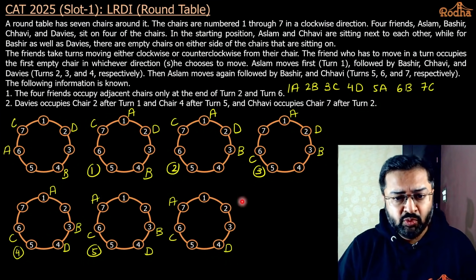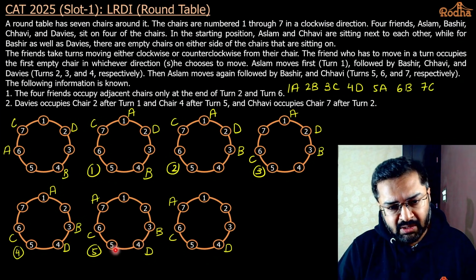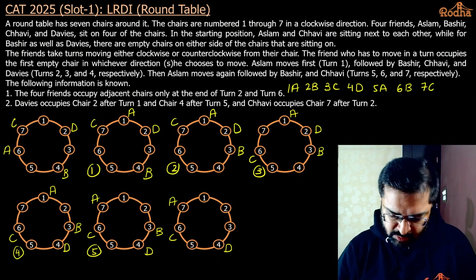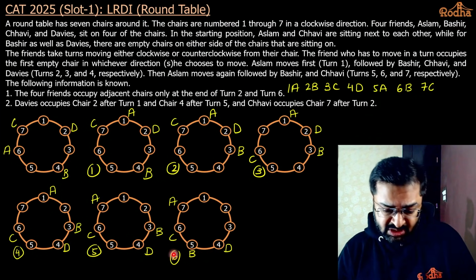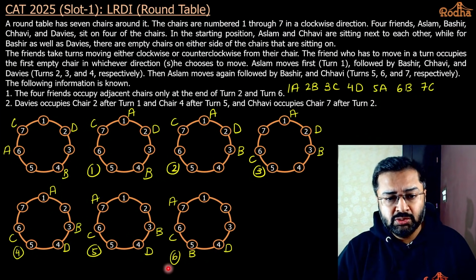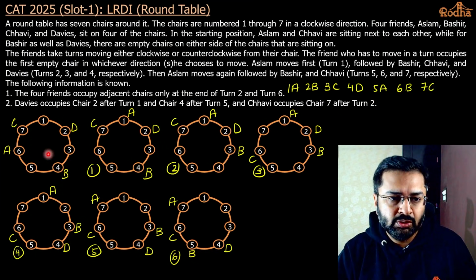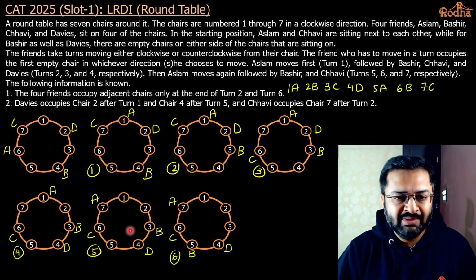Fine, and the movement would happen of B in clockwise direction. So it skips this and occupies this. So this becomes B. And these encircled numbers are turns. So this is the sixth configuration. Original 1, 2, 3, 4, 5, 6.